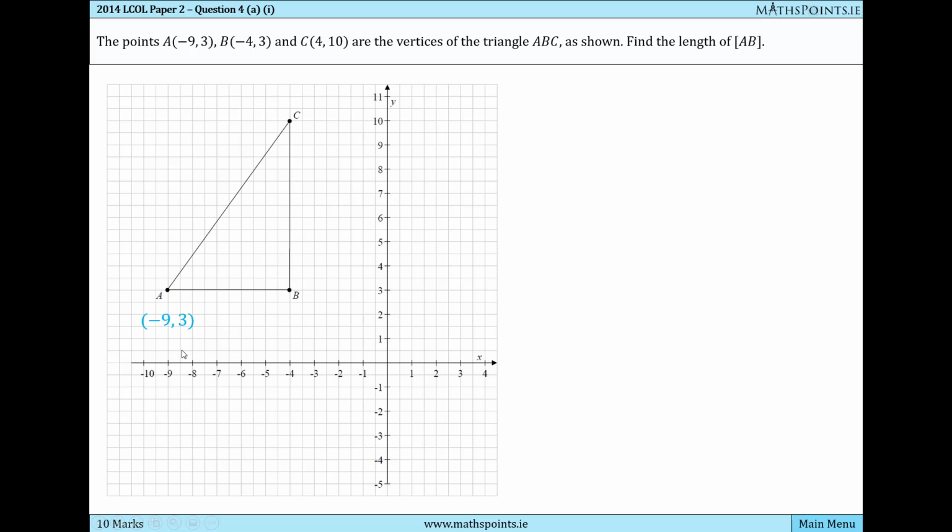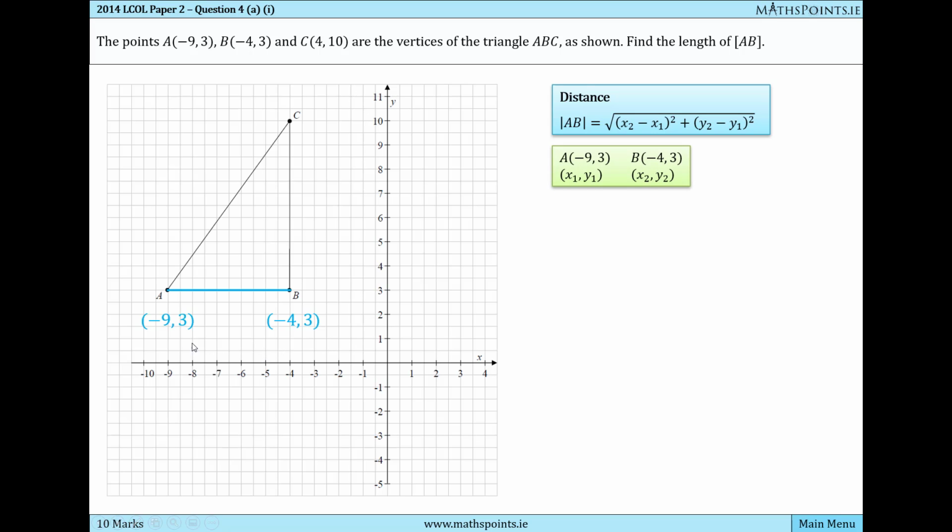So we can see by inspection that the distance from (-9, 3) to (-4, 3) is 5 units, the difference in length between -9 and -4. We can measure horizontal and vertical distances by just subtracting the numbers on the x-axis or the y-axis respectively. We're going to confirm the answer by using the distance formula in our maths tables.